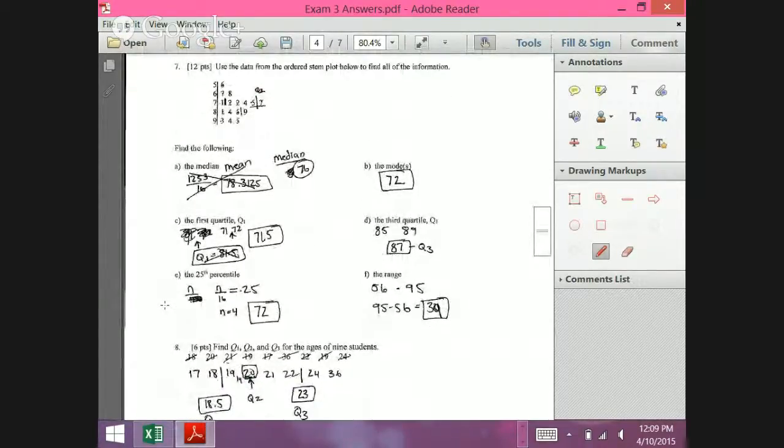Number 7 and number 8 are very, very similar. It's just different ways to represent the data. A lot of people got number 8 correct, but not necessarily got number 7 correct, which shows you know the method, but you can't apply it to all the different ways to organize data. Some of you on number 7 wrote out 56, 67, 68, 71, 72. It was a little easier for you to see, just like it was on number 8.